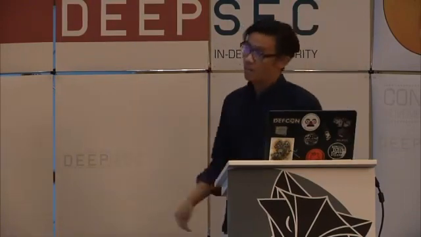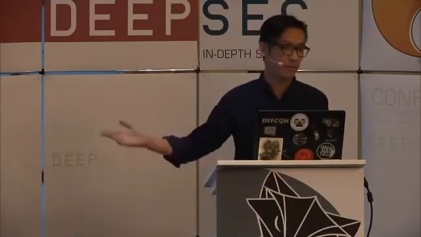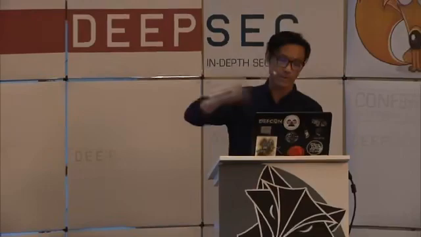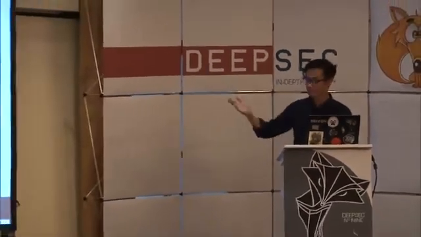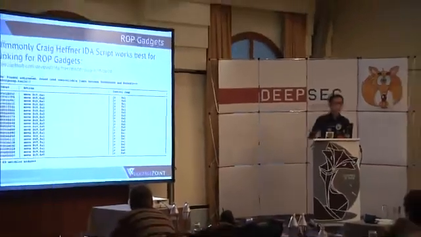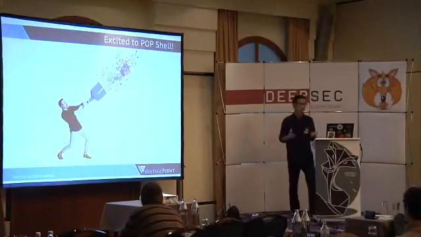Most commonly, I find Craig Heffner's IDA Pro script very easy to use. You can just put the binary through IDA Pro, run his script, and you can see the list of ROP gadgets you can use to help write this exploit. So now I have my ROP gadgets. I'm excited to pop my shell, right?